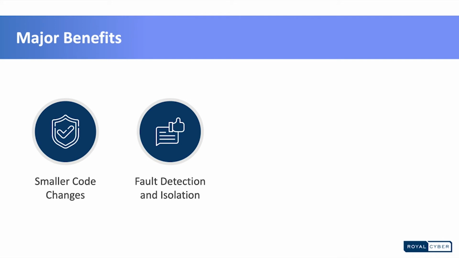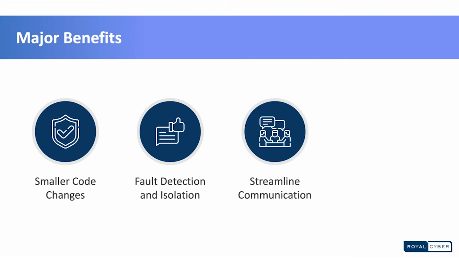Number two, we have fault detection and isolation. Fault detection isolation refers to a system design that limits the negative result of an error by pinpointing the cause and location. This is one of the primary benefits of CI/CD. Number three, we have streamlined communication. CI/CD improves overall communication and accountability between team members. This is done by involving all the stakeholders as well as the customers.